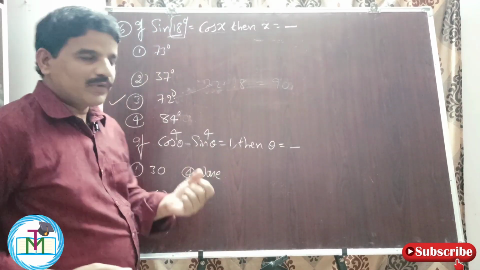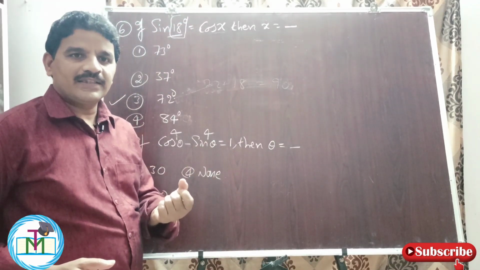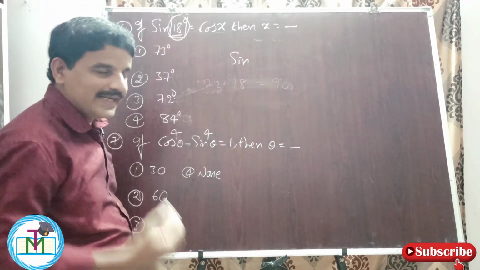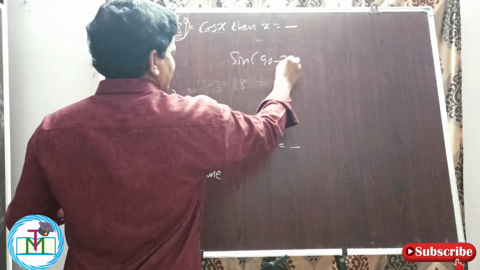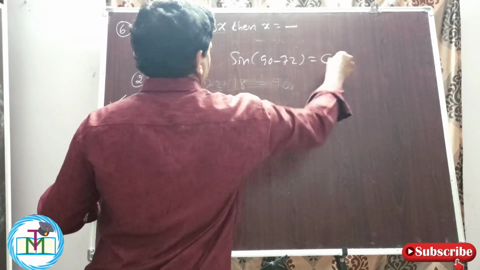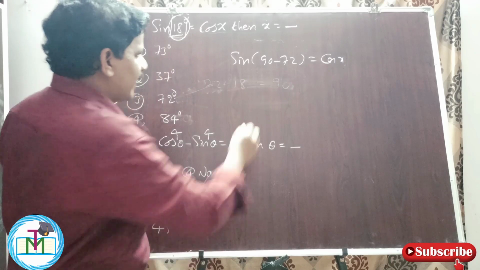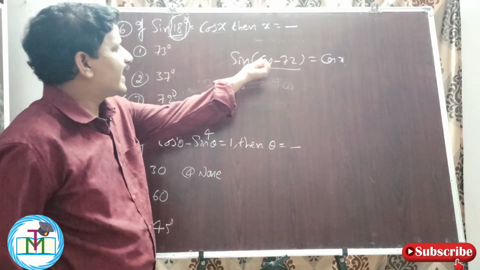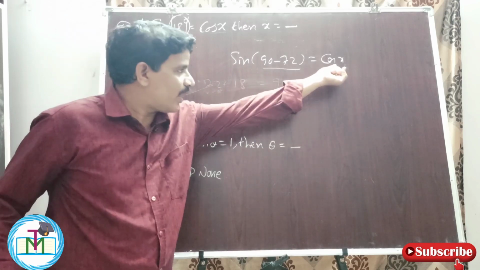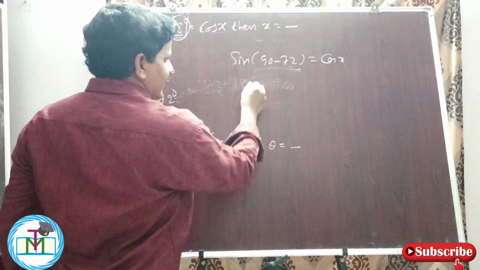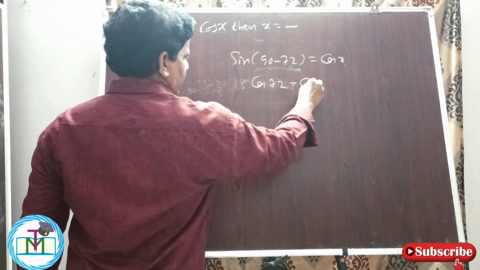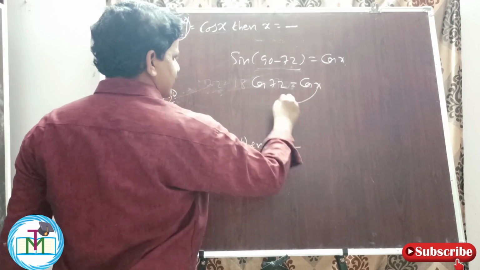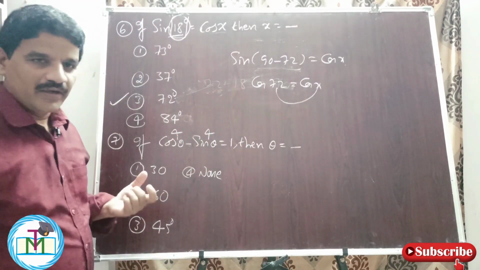From the basic formulas we know that sin (90 minus theta) is equal to cos theta. Therefore sin 18 degrees, 18 can be written as 90 minus 72, is equal to cos x. Why? Because sin (90 minus theta) is cos theta. Therefore sin (90 minus 72) is cos 72, which is equal to cos x. Both the sides have the cos function, so they are equal. X is equal to 72 degrees. Option 3 is the right answer.